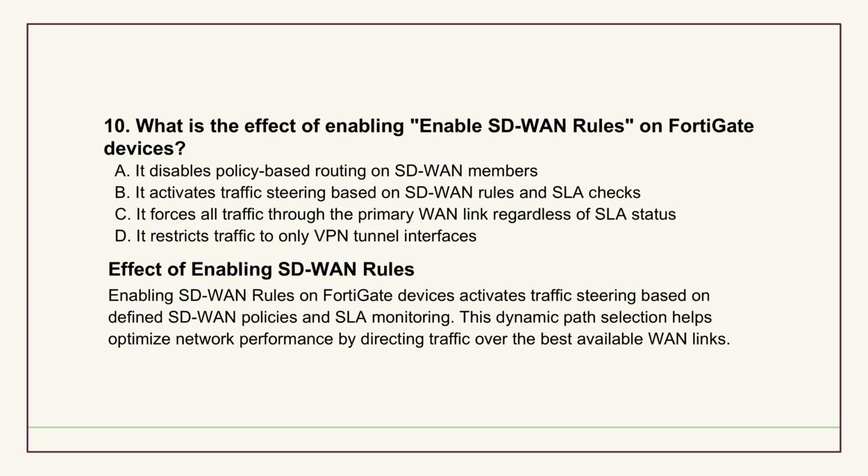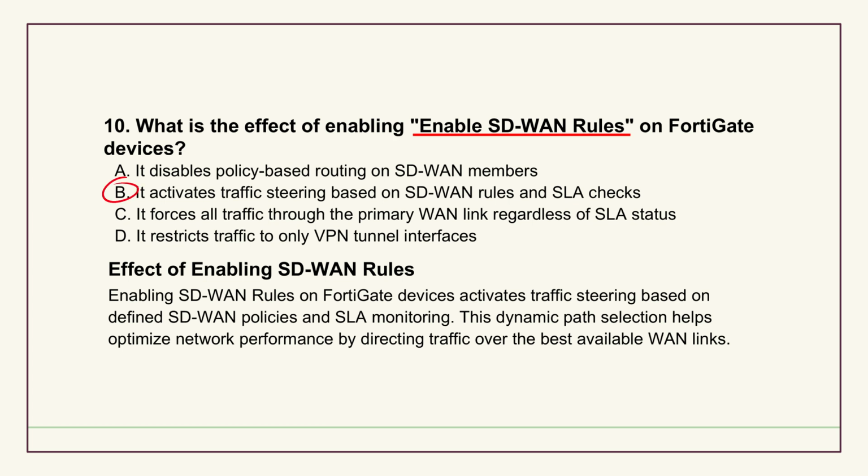What's the master switch on the FortiGate itself? What actually tells it, okay, start doing all this smart SD-WAN stuff? The fundamental activation step. Good point. Yeah, how do you turn it on? The sources state pretty clearly that the key setting is called Enable SD-WAN Rules. Simple enough. Enable SD-WAN rules. Yep. And when you check that box or enable that setting on the FortiGate, that's what activates the traffic steering based on your configured SD-WAN rules and those performance SLA checks we talked about.